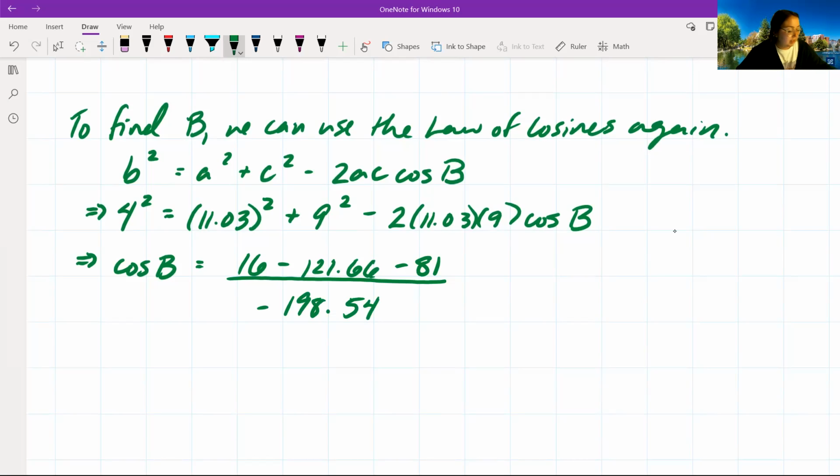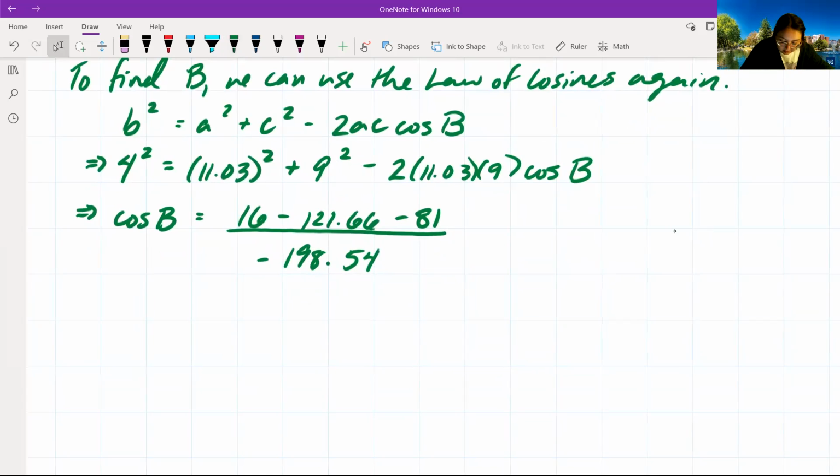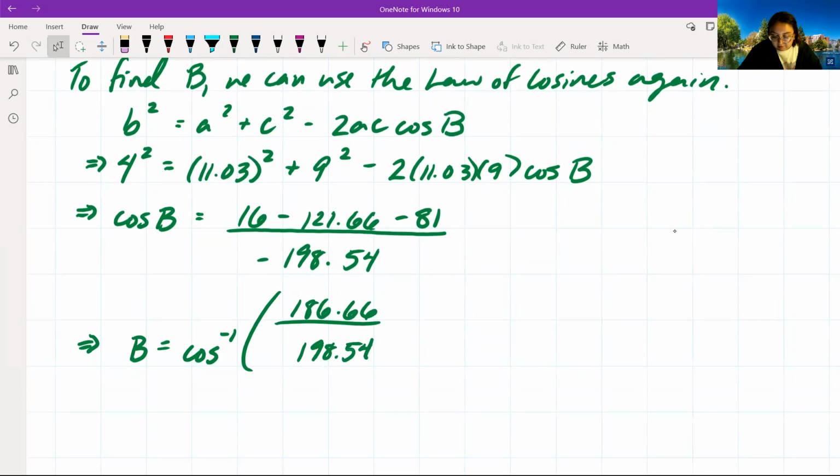So this was rewritten and calculated so that when we solve for just b, I have that b is equal to cosine inverse of whatever this value is going to be. If we simplify, we end up getting 186.66 divided by 198.54. These values are positive and not negative because our denominator before was negative, and when we simplified our numerator, it was also negative. So essentially our negatives canceled out to give us this positive value. Now, if we plug that into a calculator, we get that our angle B is about 19.9 degrees.